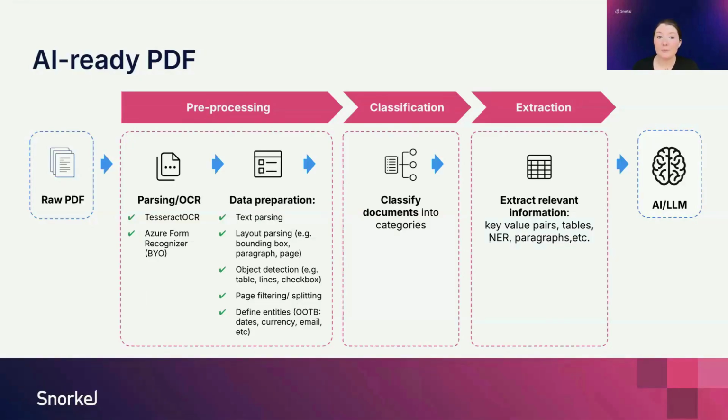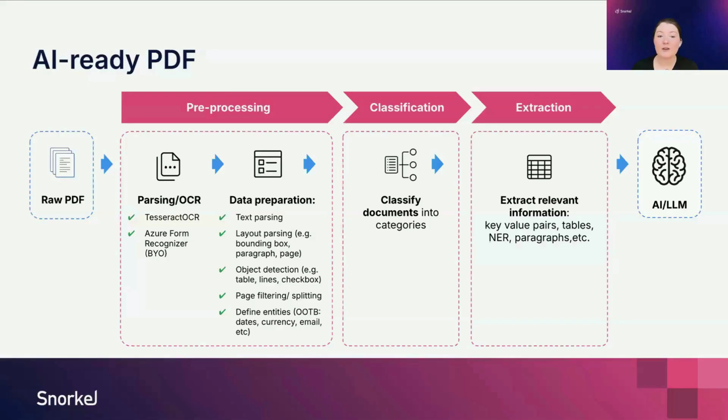Then we get into data prep. We use this step to get all of the information from the PDF that you'll need for downstream development. We do things like extracting text using parsing, extracting layout information, things like your paragraphs, your page numbers, metadata. We also do object detection for things like tables, checkboxes, and lines. You can use page filtering to focus only on the relevant content for your downstream use case. You can define your own entities. And we also have out-of-the-box templates for common entities like dates, email addresses, and other stuff.